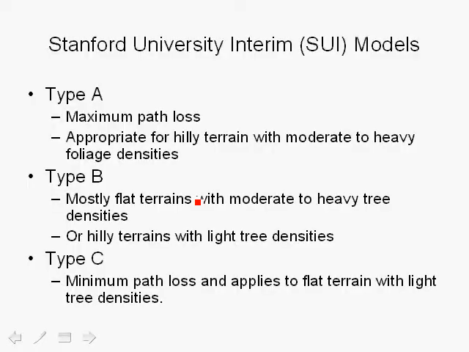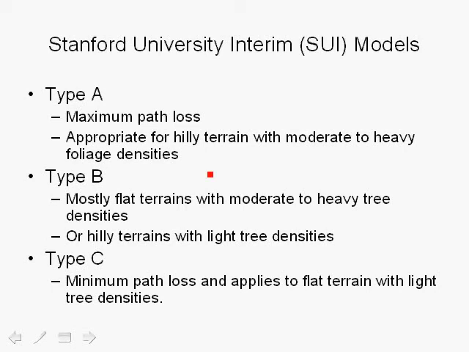The Stanford University interim models define three types: a type A, a type B, a type C. Type A, which is the maximum path loss, is appropriate for hilly terrain with moderate to heavy foliage densities. Type B is for mostly flat terrains with moderate to heavy tree densities, or a hilly terrain with light tree densities. And type C has the minimum path loss and applies for flat terrain with light tree densities.